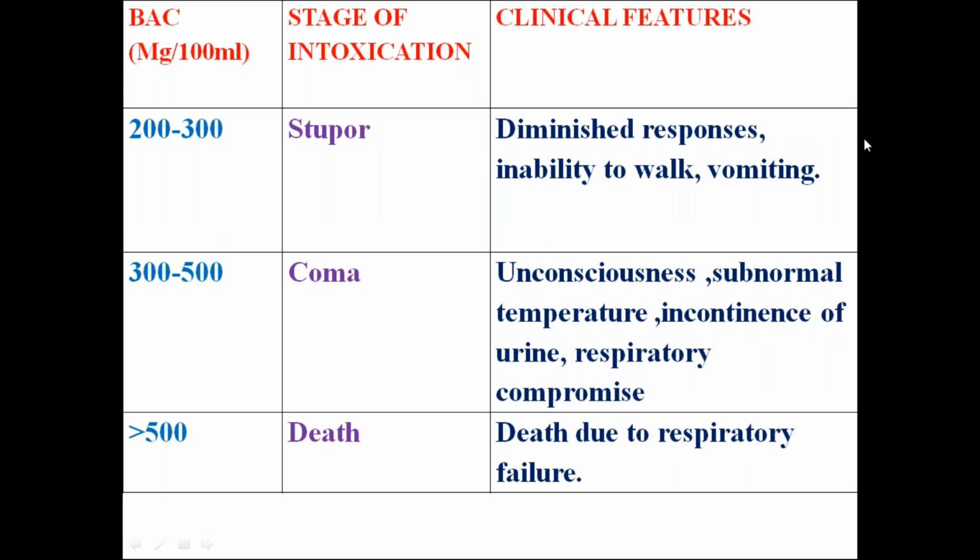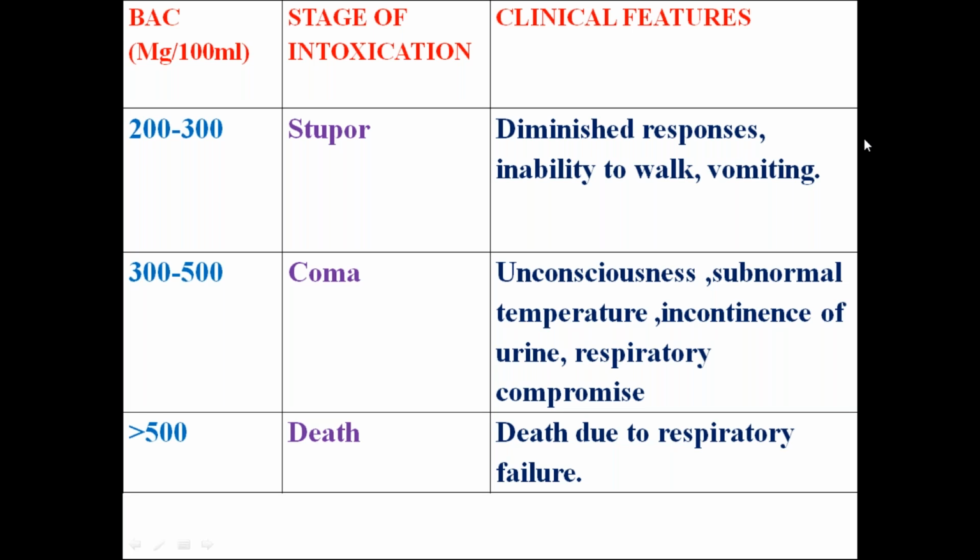And then we have stage of stupor. If the blood alcohol concentration is about 200 to 300 milligrams per 100 ml, the person will have diminished response. Response means when we talk or when we pinch, he will not have much response to that. So he will have inability to walk, vomiting can occur. So this is stage of stupor where the blood alcohol concentration is about 200 to 300.